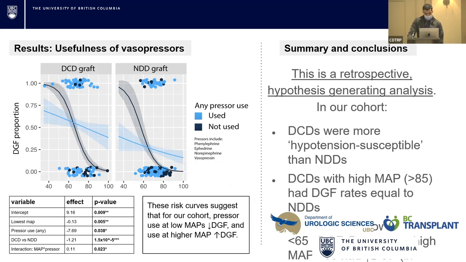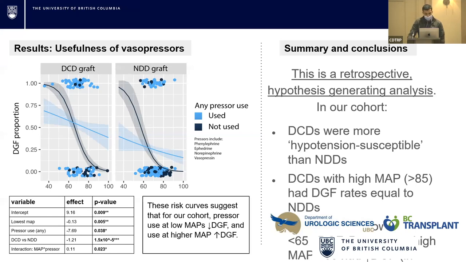So the trend is that if the pressors are used when the lowest MAP is below 60, 65-ish, the DGF rate is lower compared to the black baseline. And that makes sense because responding to hypotension with a pressor is a good thing. But if you use the pressors too liberally or too early, let's say above a MAP of 70 to 75, the pressors might actually increase the DGF rates compared to baseline. So there might be a bit of a sweet spot for pressors.